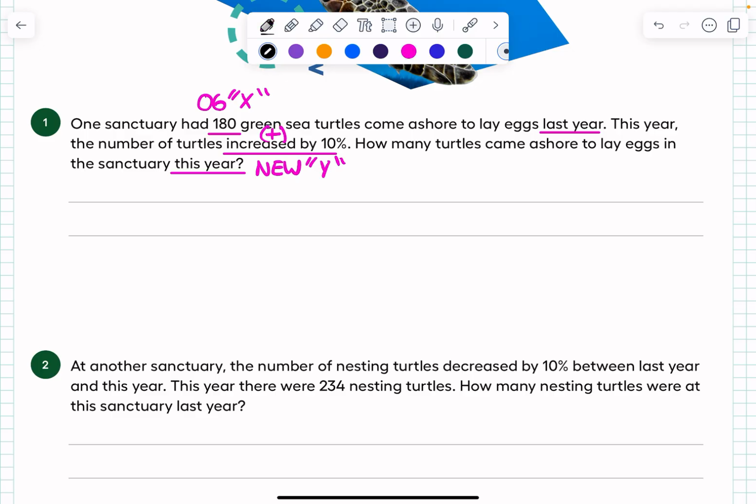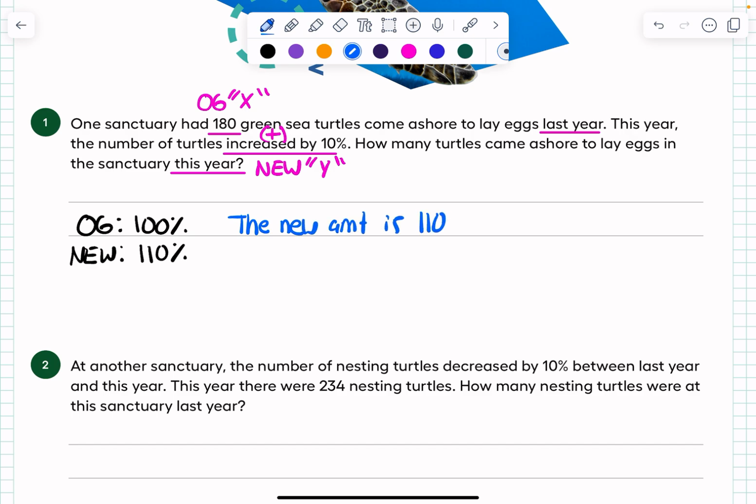So the first thing I want to do is talk about my percentages. The OG is always 100%. Since it increased by 10%, if I have 100% plus 10%, that's going to take me to 110%. So the sentence that I'm going to construct is: the new amount is 110% of the OG.